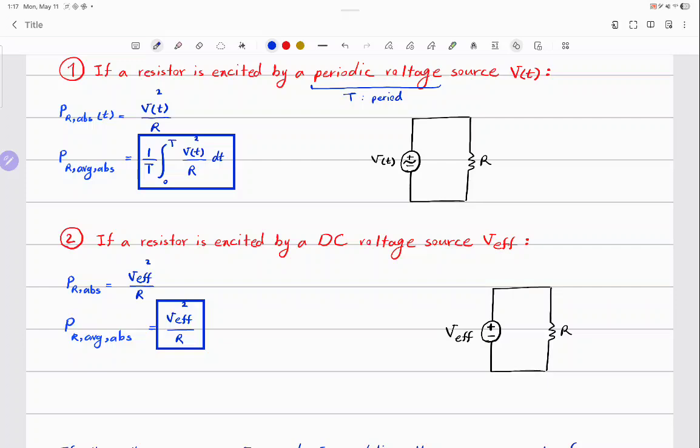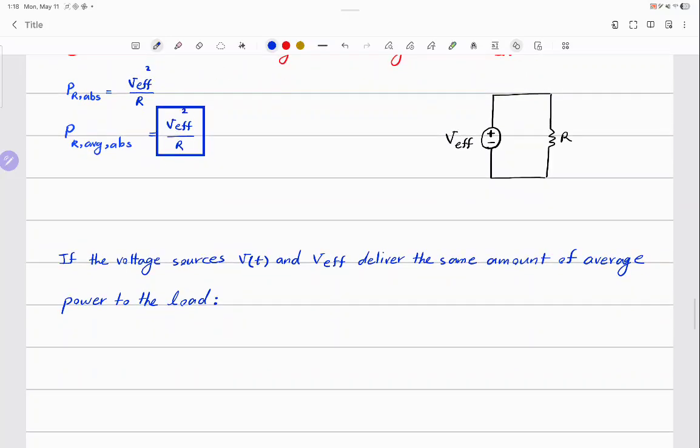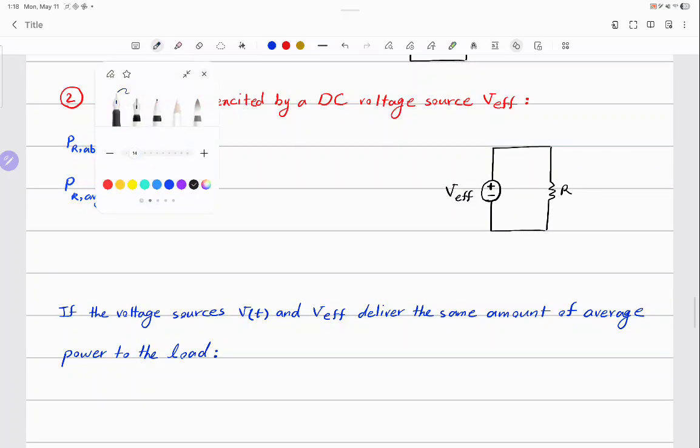Now, what is the condition under which the resistor R receives the same amount of average power from both sources? When the second box is equal to the first box. Obvious, right? If the second box is equal to the first box, it means that both of the sources, one of them time-dependent periodic, the other one DC, are going to deliver the same amount of average power to the resistor R. Let's set them equal and see what happens.